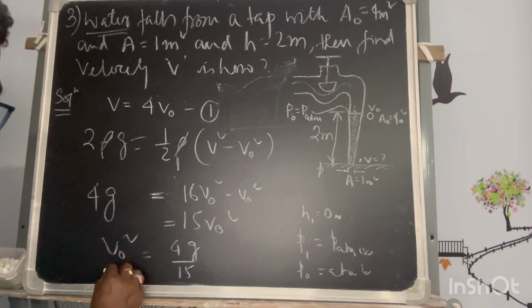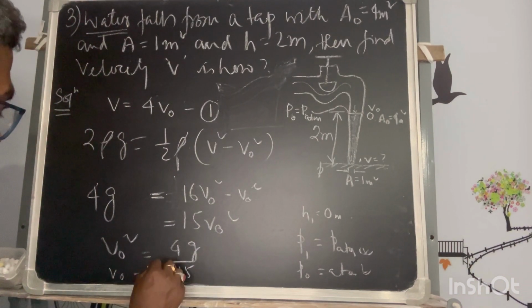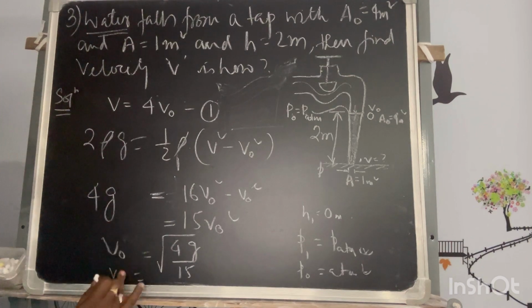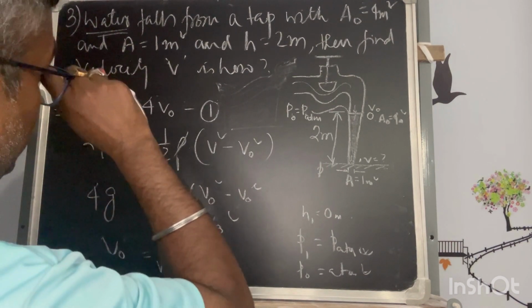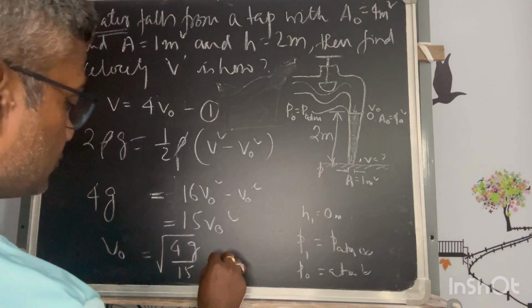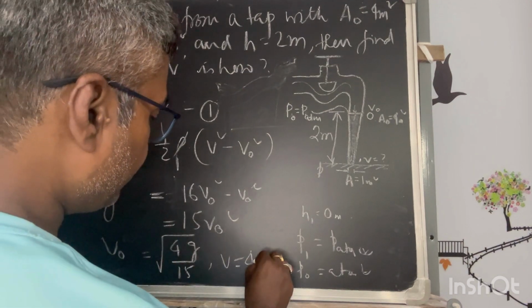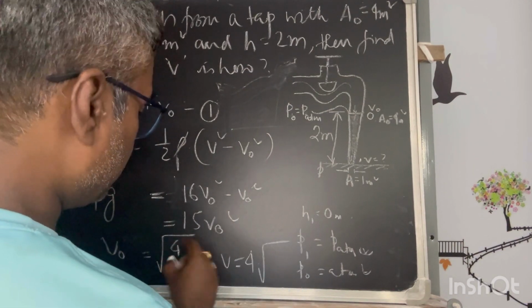Understood? So V0 is equal to under root of this. Okay, so I will take it there itself. So what is V? V, you know, is 4 times of this. So V is equal to 4 times of under root of 4, that means 2.